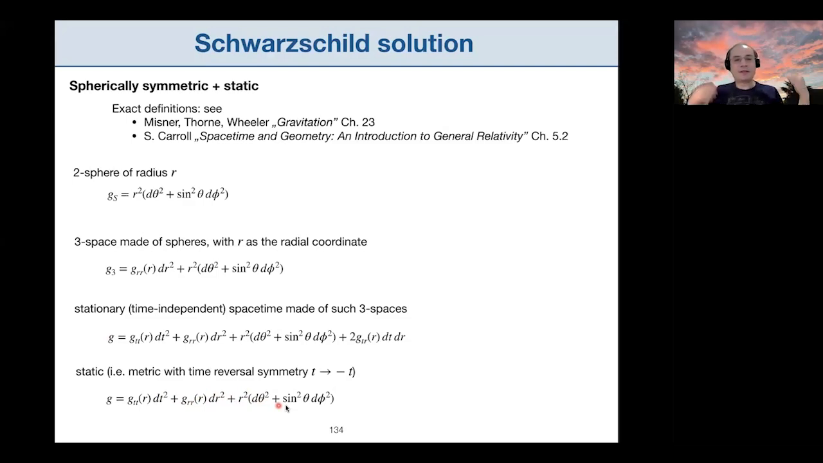You can make it more precise, but in order to do it, I would have to define what it actually means for a spacetime to be spherically symmetric, and there's a bit of differential geometry involved, and I don't want to do that.